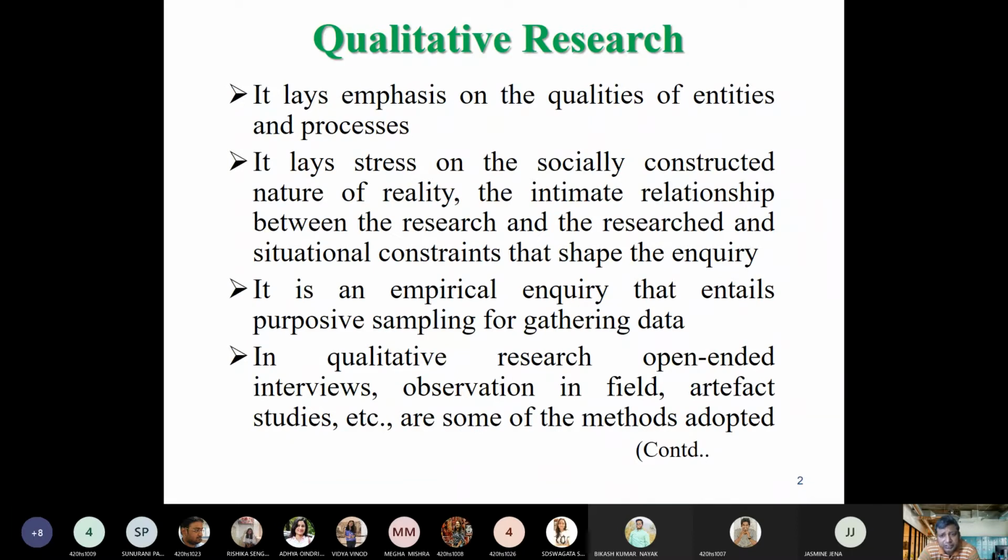The intimate relationship between the researcher and the researched, and the situational constraints that shape the inquiry. What situational constraints are there? What is the relationship between the researcher and the researched? We always try to explore that. It is an empirical inquiry that entails purposive sampling for gathering data. In qualitative research, mostly we take purposive sampling and try to inquire information from the empirical field. Open-ended interviews, observation in the field, and artifact studies are some of the methods we adopt in qualitative research.